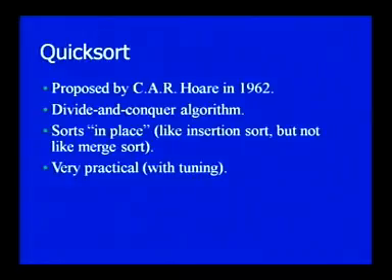Continuing our discussion, we can also see how quicksort employs the same principle in order to give better results. Quicksort. Quicksort was proposed by Hoare in 1962. It is a divide and conquer algorithm. It sorts in place, that means it is not creating any extra auxiliary arrays, and it is very practical. That means the complexity analysis is really good.